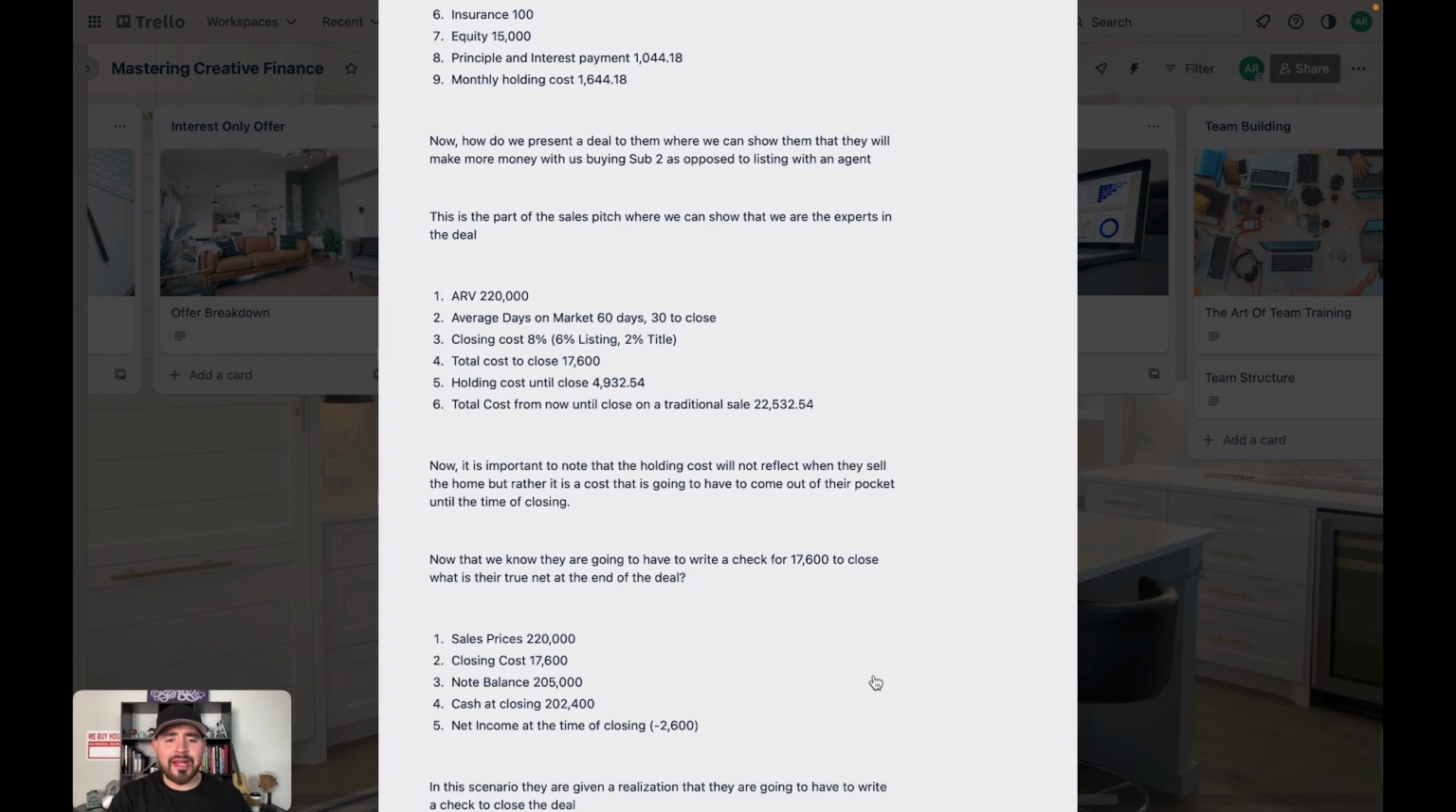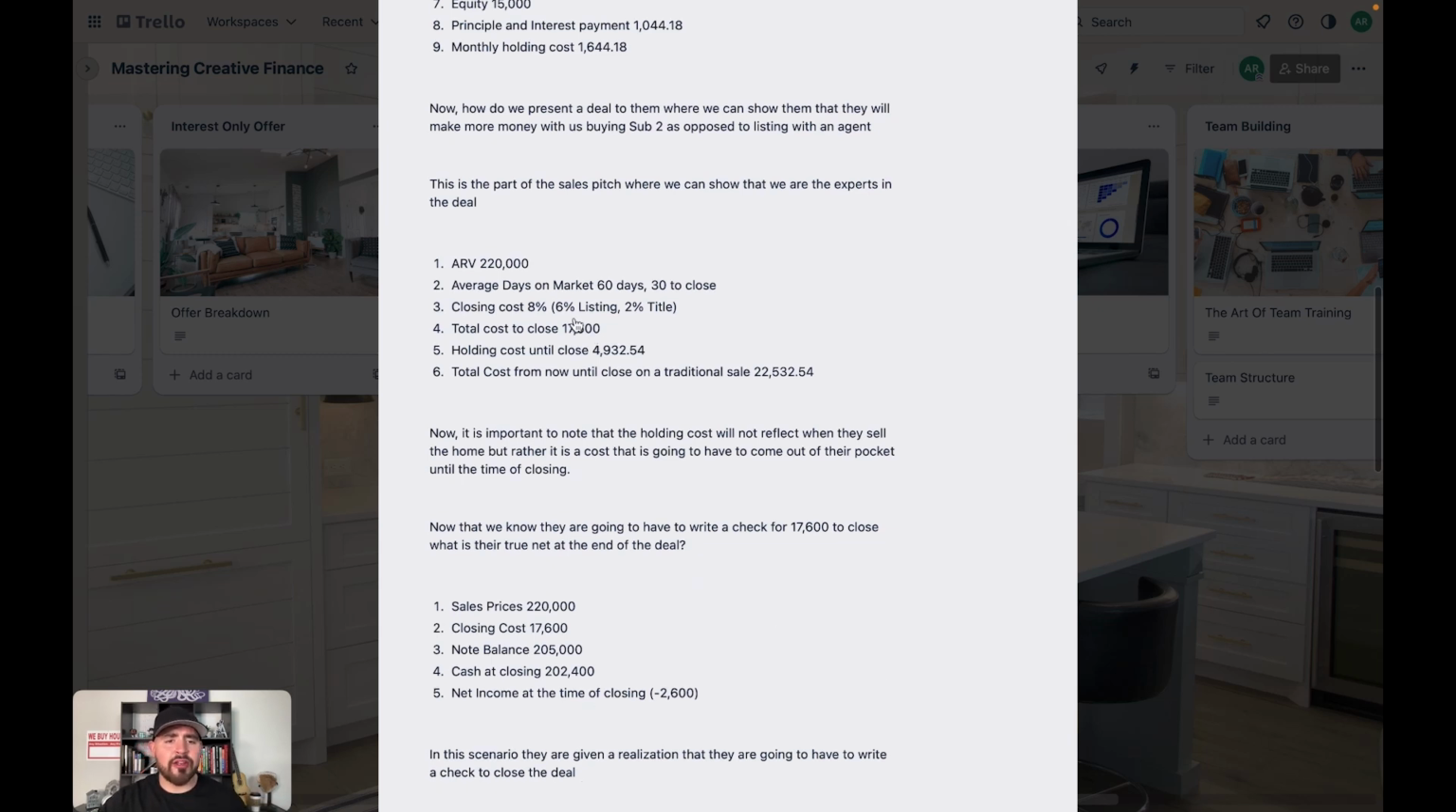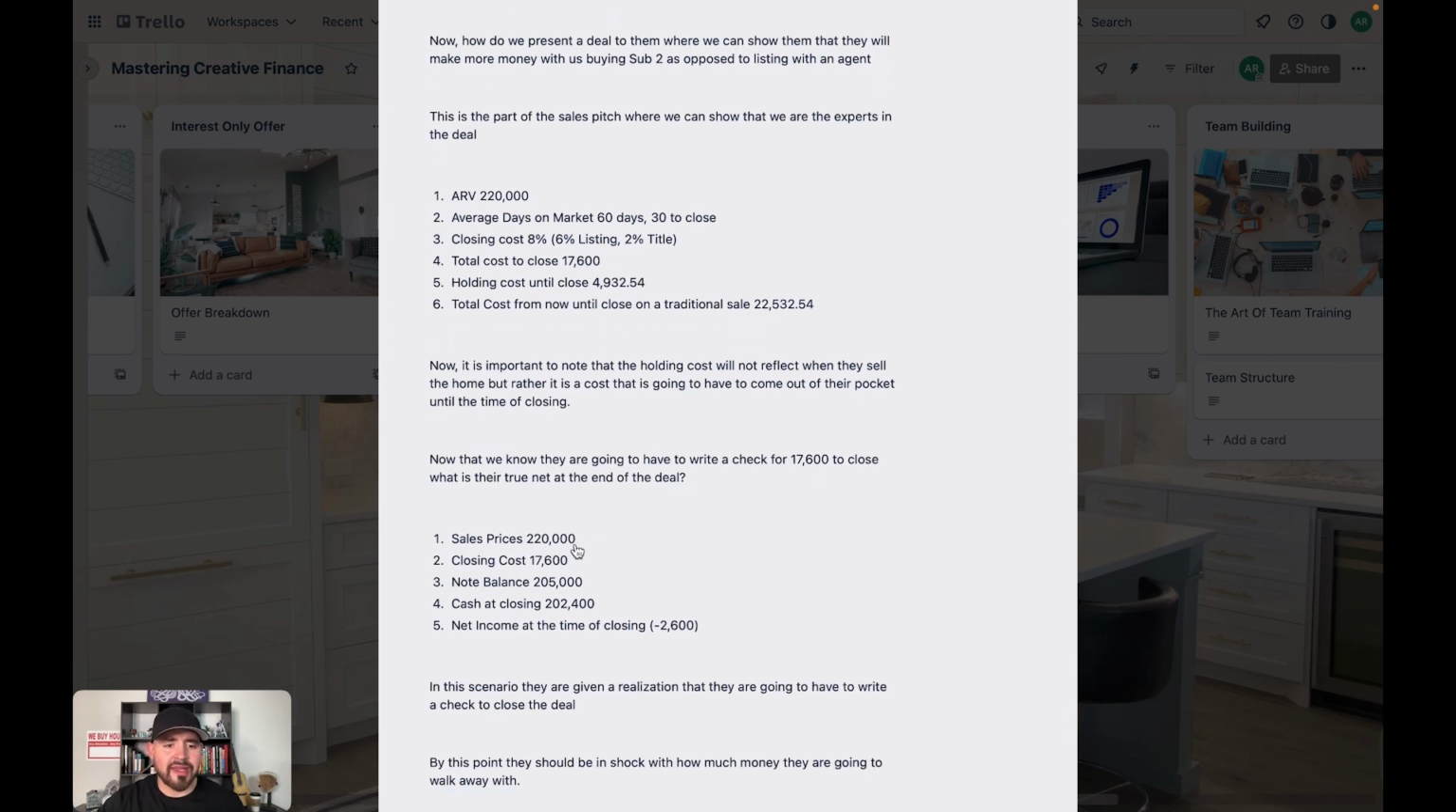Now that we know that they're going to have to write a check for $17,600 at the time of closing, what is their true net at the end of the deal? Remember, $17,600 because closing cost of 8% on $220,000 is $17,600. So sales price is $220,000, closing cost is $17,600, note balance is $205,000, cash at closing, this is the kicker: $202,400, net income at the time of closing minus $2,600. Hey, Mr. Seller, you're going to have to write a check of $2,600 in order to close on this property. Is that something you're aware of?